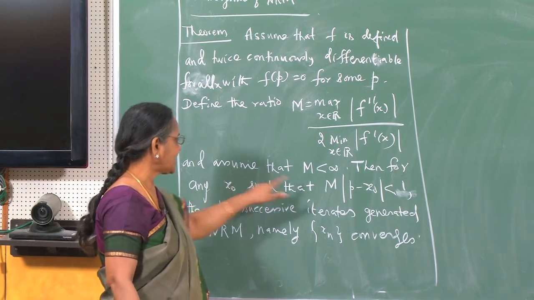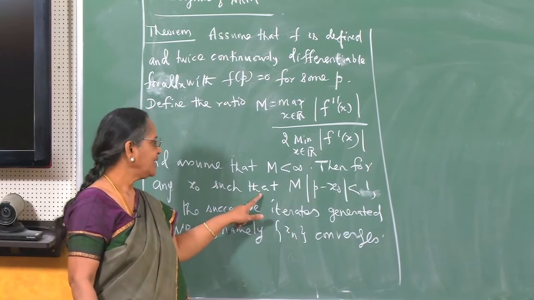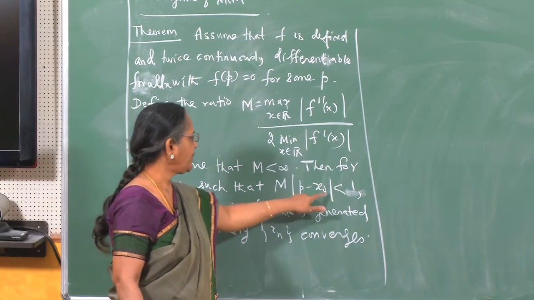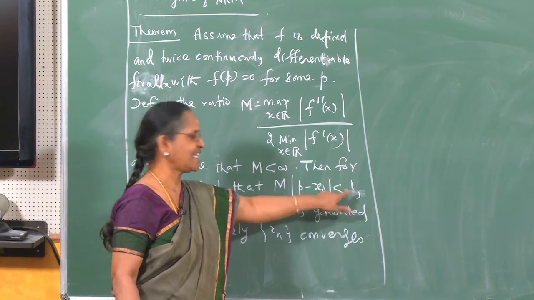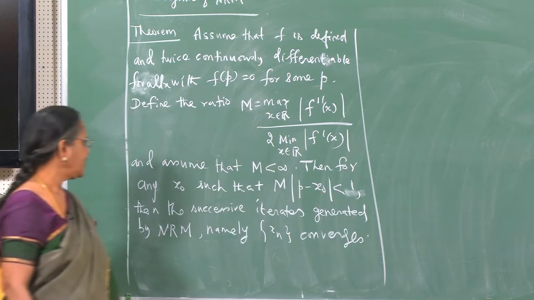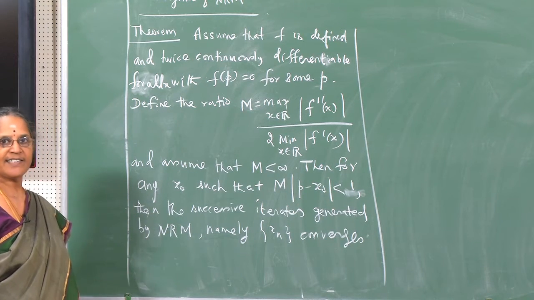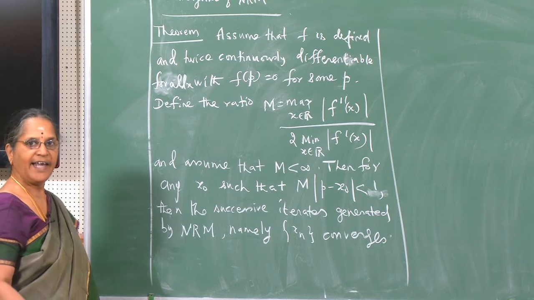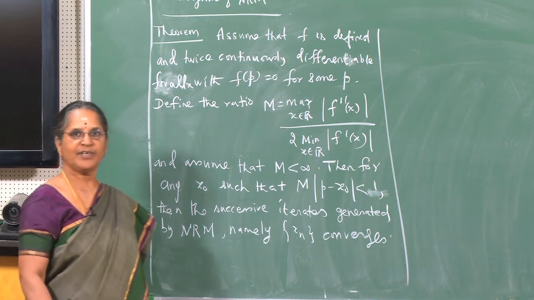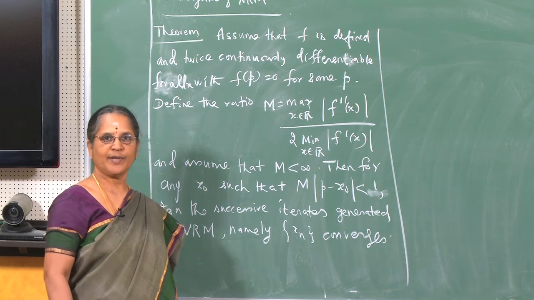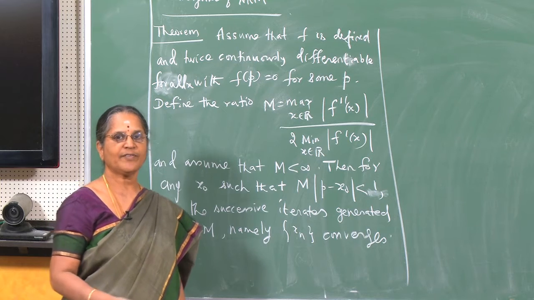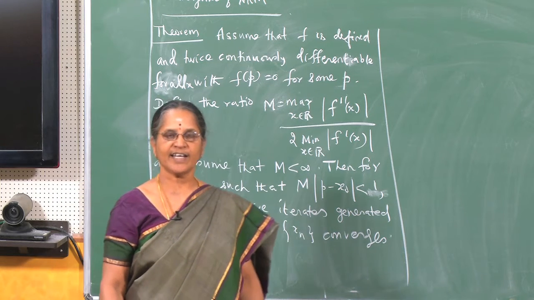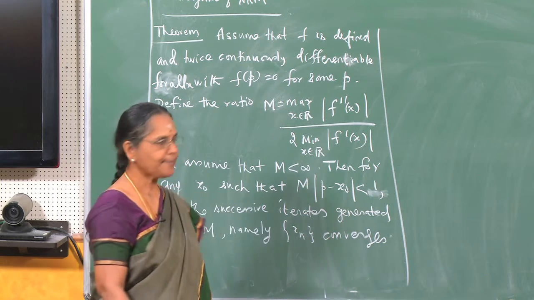starting with any x naught which satisfies the condition that m into mod p minus x naught is less than 1, then the successive iterates that you generate using Newton-Raphson method, namely xn, will always converge to a root of the equation, and you will have a root of the equation correct to the desired degree of accuracy.